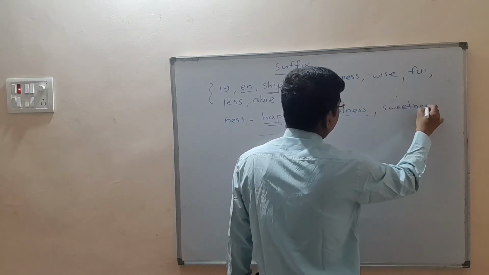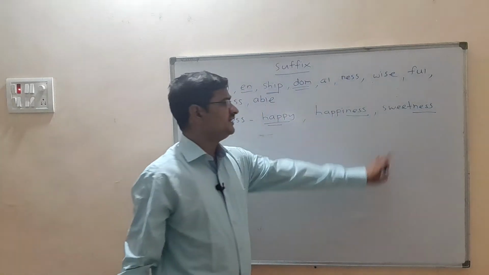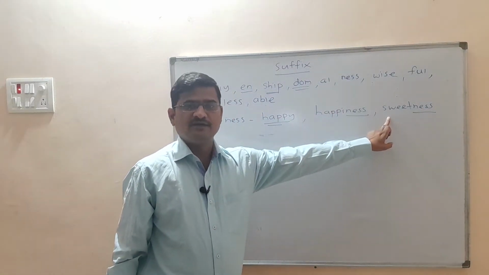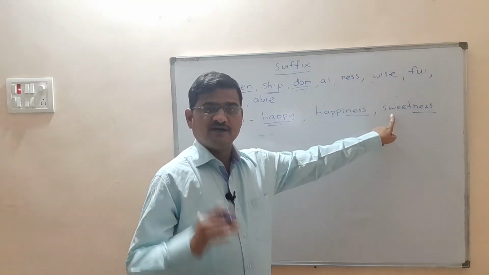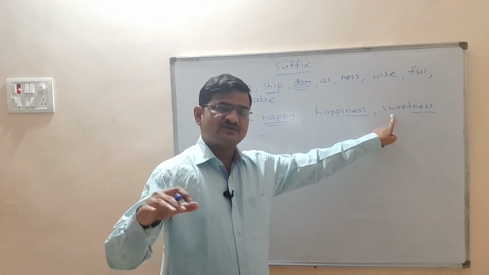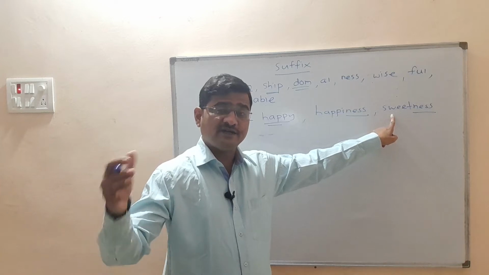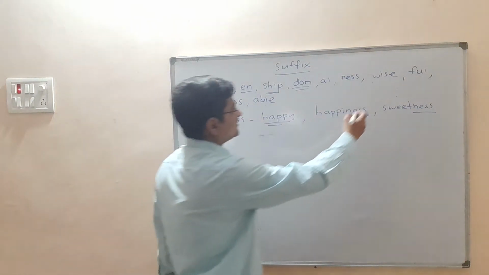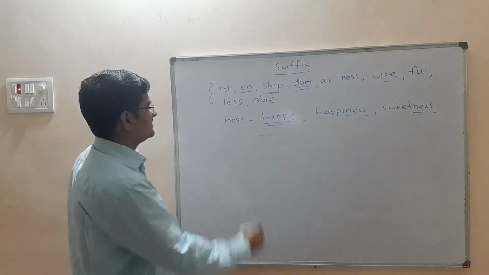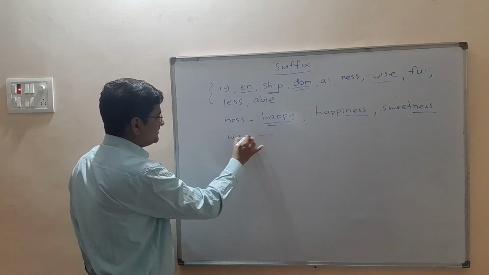Sweet. We can add ness. So sweetness is a new word. What have we done here? The original word is sweet. We have added the suffix ness to it and created a new word. That word is sweetness. Now we will study another suffix, that is wise.